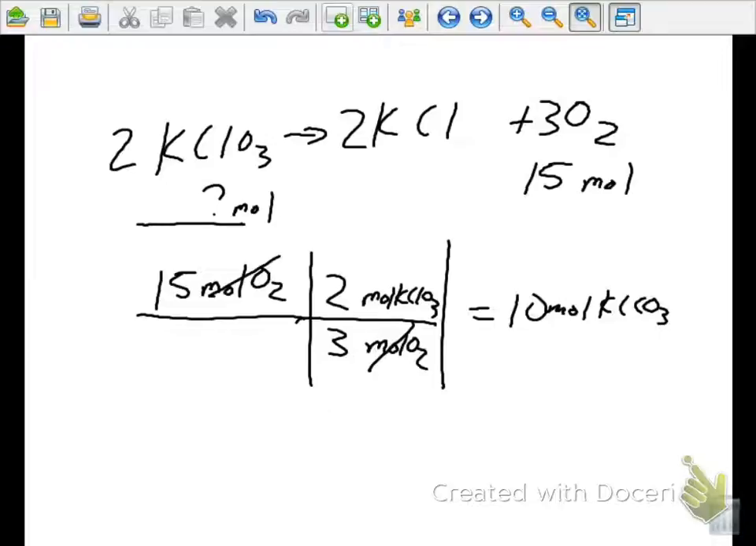Questions? It's a pretty easy concept. Okay? Yeah, it's usually what I get, and then when I get to where we start grams, and using grams, and then going more steps, then it gets tougher. Okay, questions? There you go. 15 times 2, 30, divided by 3.